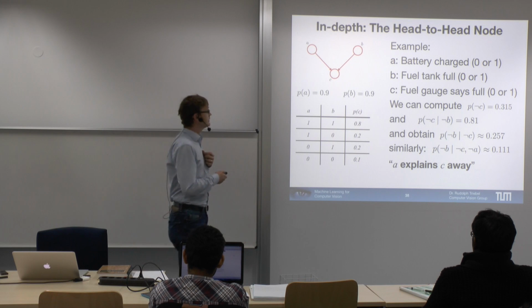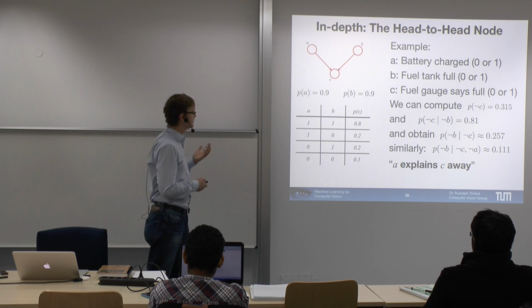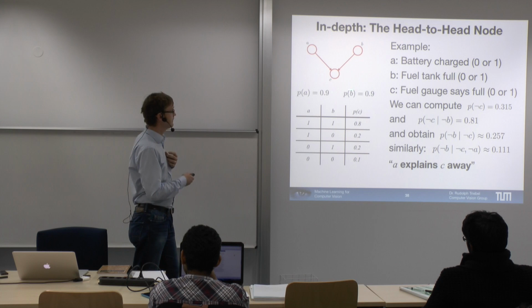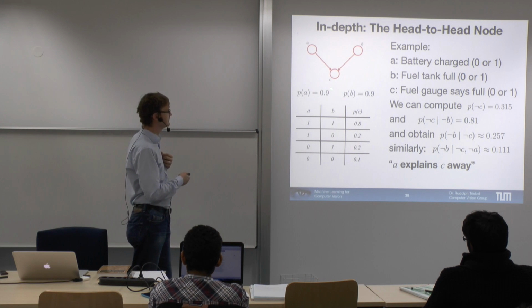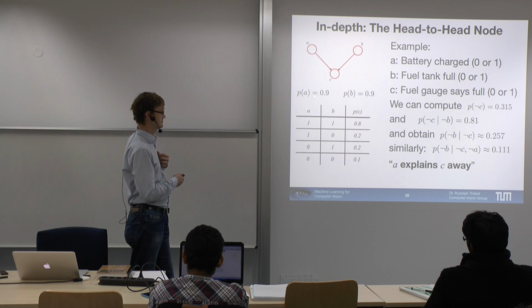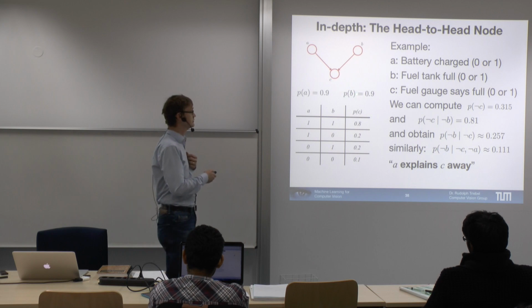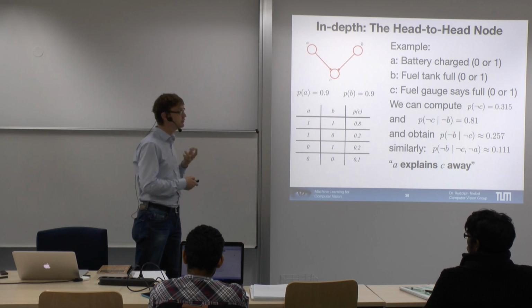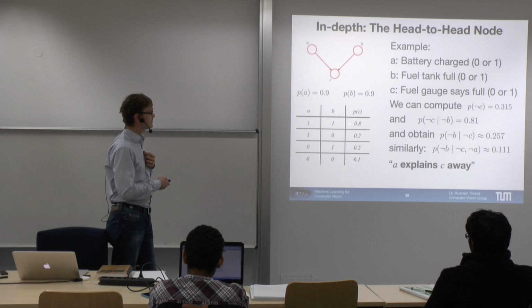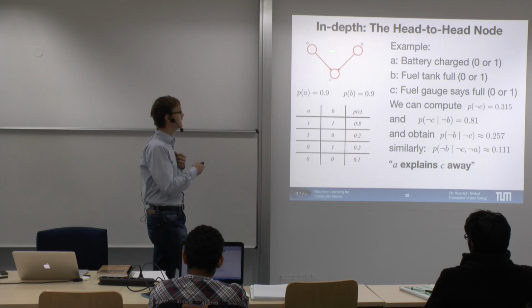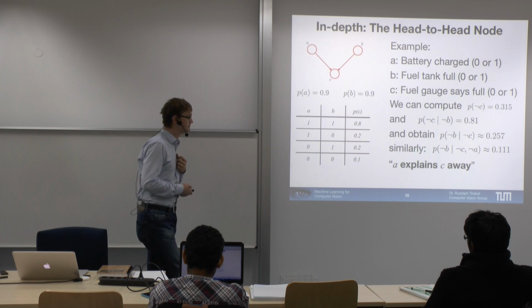And now we would like to do reasoning on that. So we have some example numbers here. Let's say the prior probability of the battery being charged is 90%. The fuel tank is 90% full without knowing anything else. And we have this little table here that represents P of C given A and B, right? So for every state of A and B, we have a probability of C.